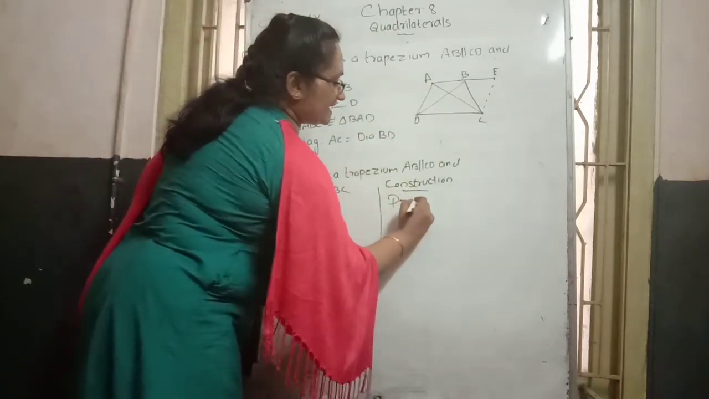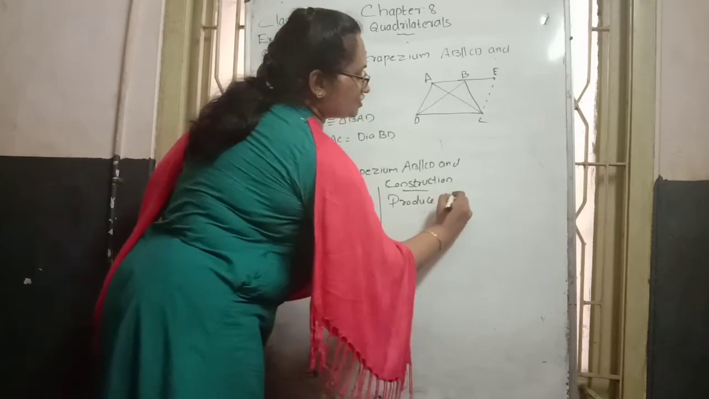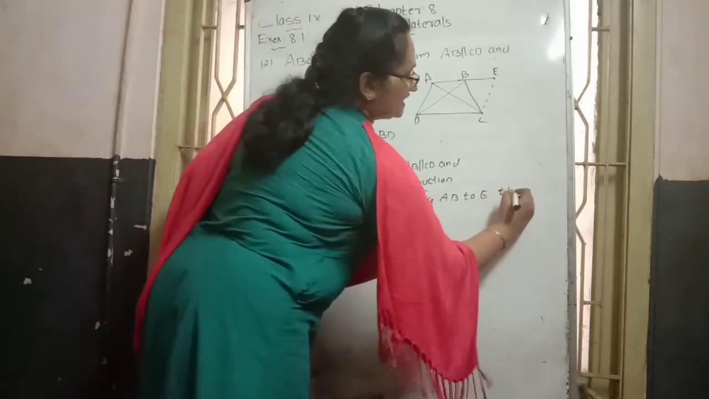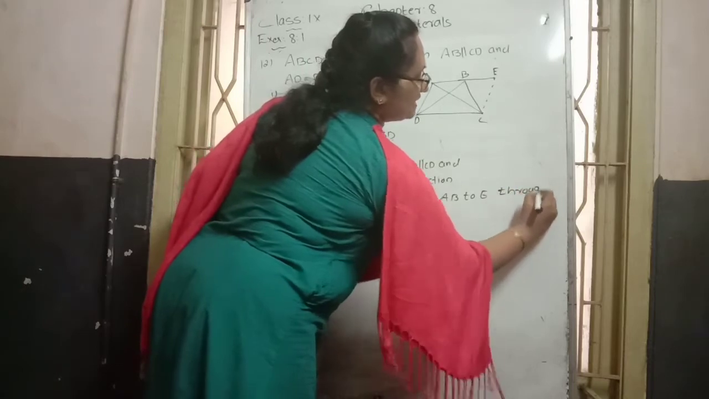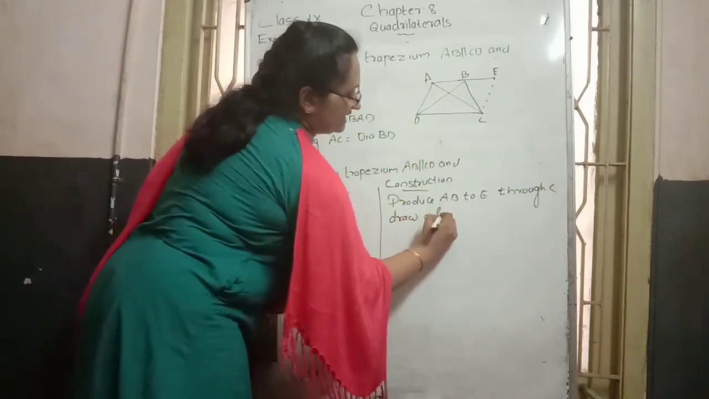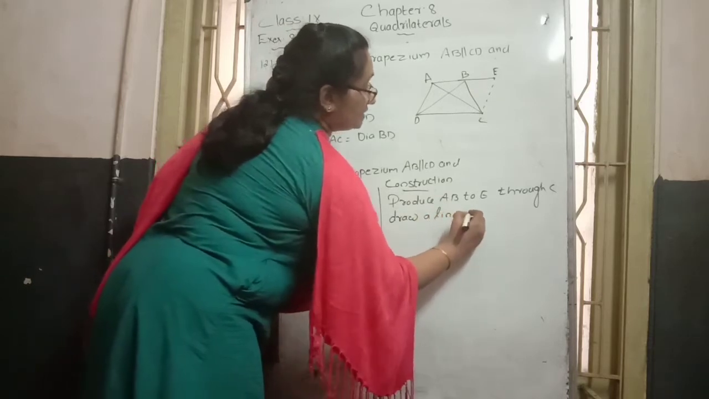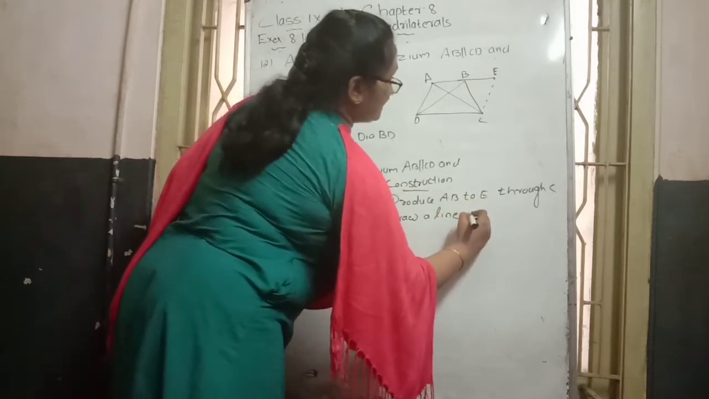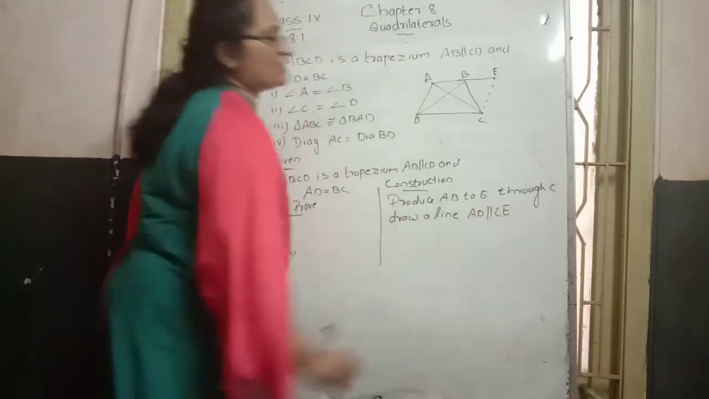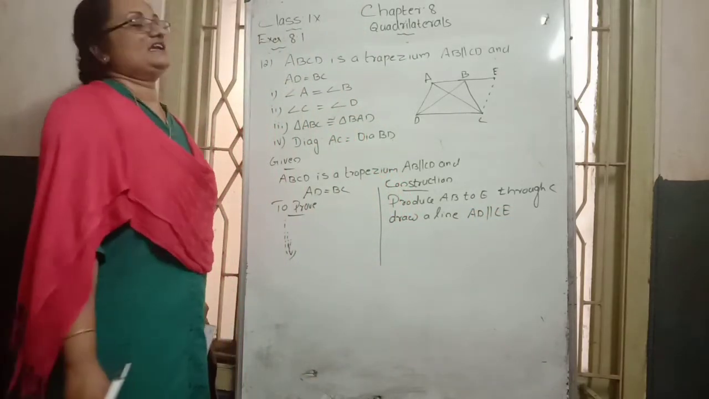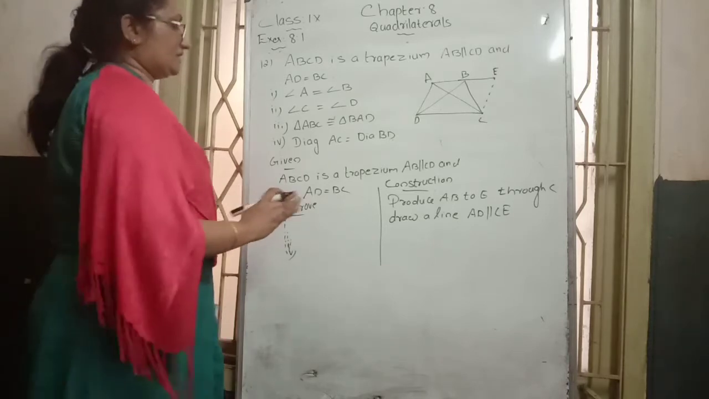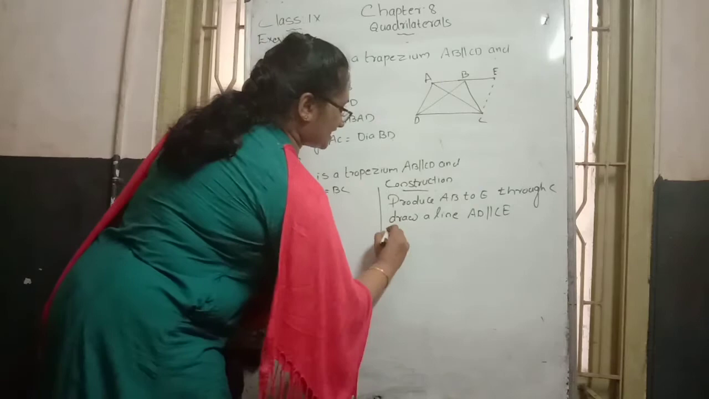Produce which side? Produce AB to E, then through C draw a line, with AD parallel to CE. That way we draw a line there. This is the construction. Then next we go through the proof.